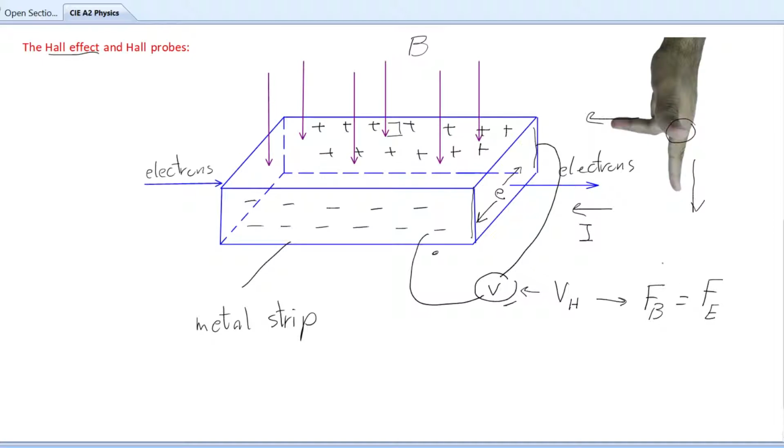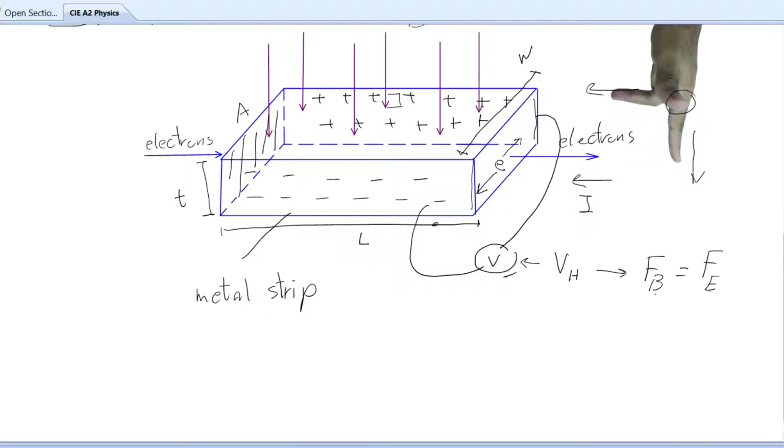Okay. First, let's give dimensions to this metal strip. If it has a cross-sectional area called A, and this here is the thickness of the strip, we will call it T, and this is the width of the strip, we will call it W, and this is the length of the strip, we'll call it L.